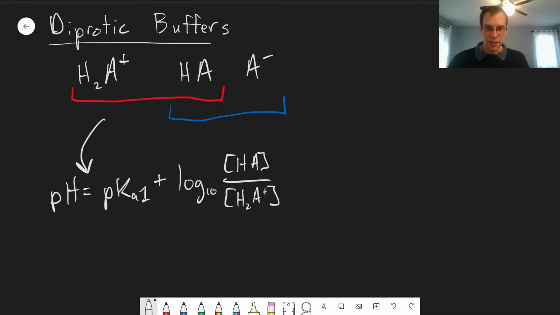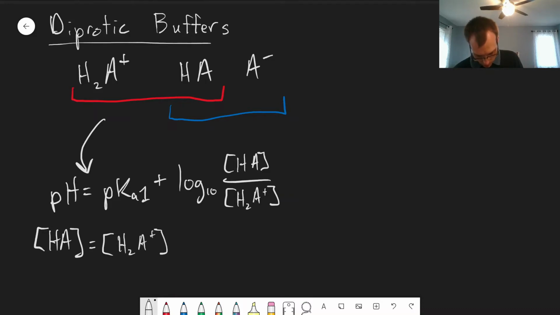So base over the acid, right? And that's just the Henderson-Hasselbalch equation applied to this particular system. Otherwise, it's going to look very similar to a monoprotic system. So when the concentrations of these two are equal to each other, the log term goes to 0, and the pH will just be the same as the pKa value.